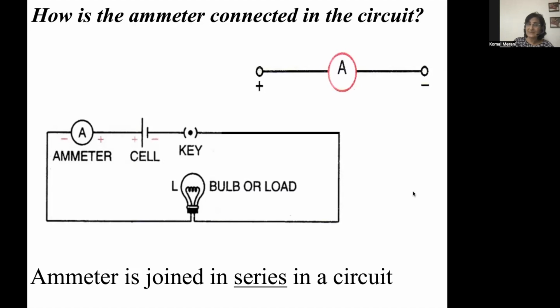Now what do you mean by series? You can see the circuit has key, cell, ammeter and load. They are connected one after the other. That's series. Also, very important point is the positive of the cell is connected to the positive of the ammeter. This is very essential in your circuit diagram. And once your circuit diagram is correct, then only you attach your cell to your ammeter.